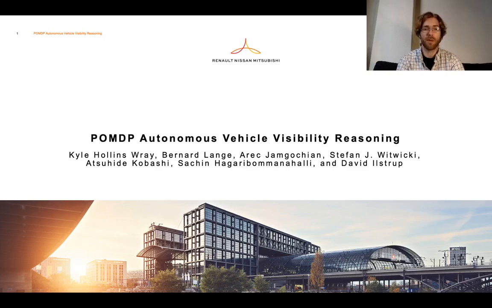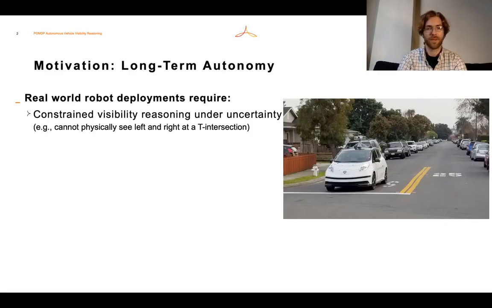Today I'm going to talk about POMDP autonomous vehicle visibility reasoning. Consider this autonomous vehicle at a T-intersection. It can't necessarily see to the left and right due to a physical object being in the way, like a fence.